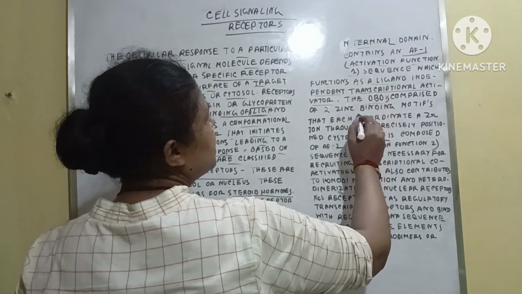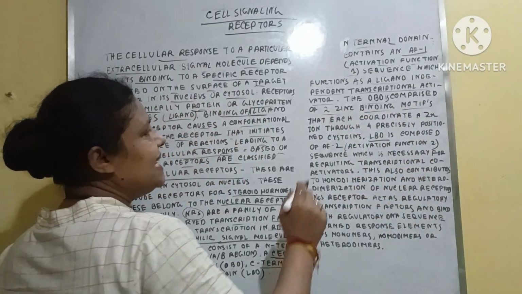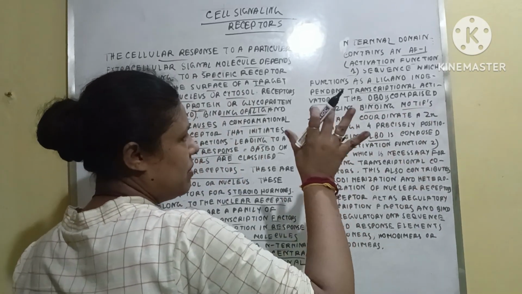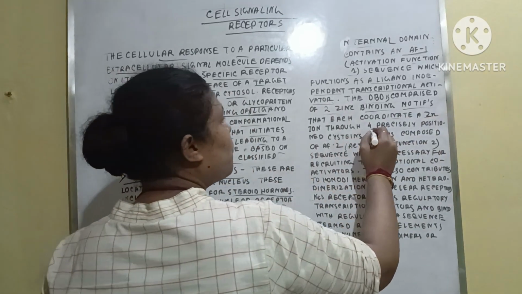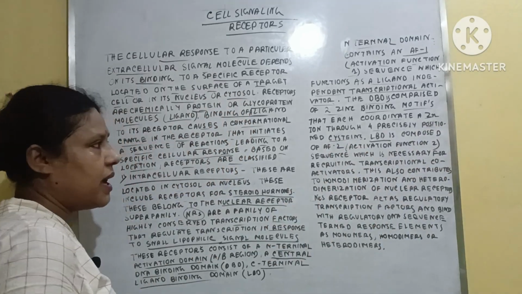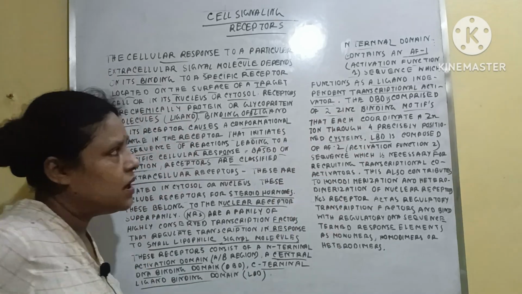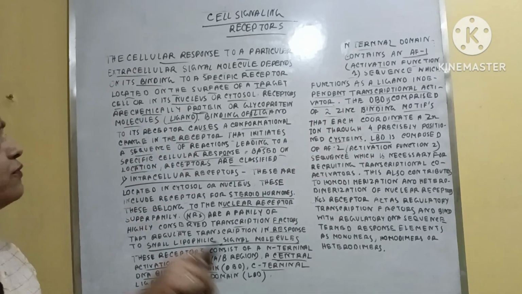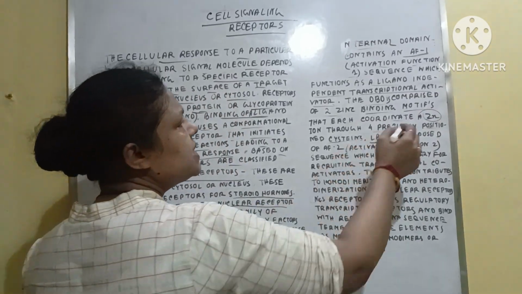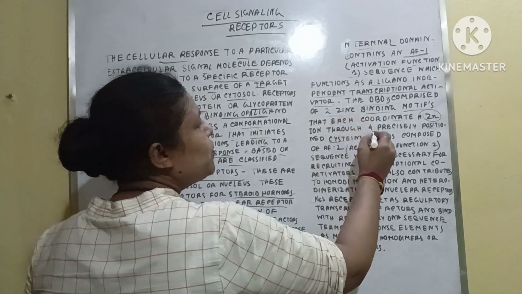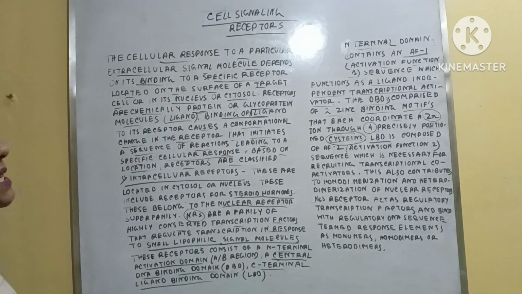And the next one is the DBD, which is comprised of two zinc binding motifs. Each zinc binding motif coordinates one zinc ion through 4 cysteines. That means among the two zinc motifs, one coordinates one zinc ion through 4 positions of cysteine.